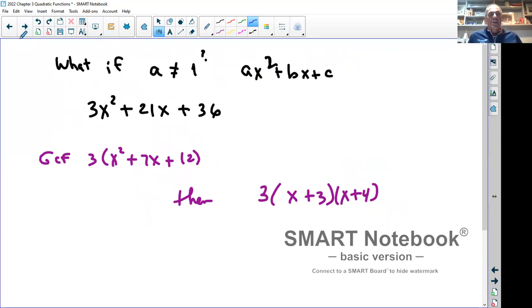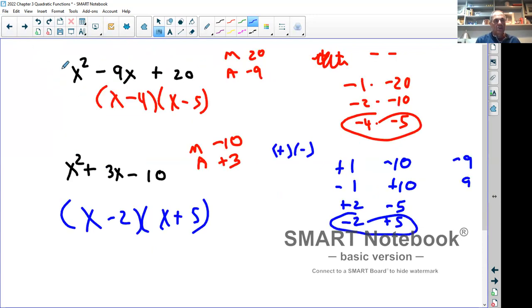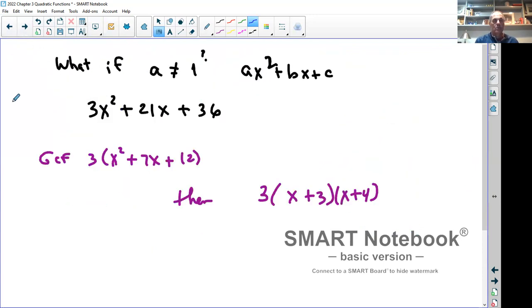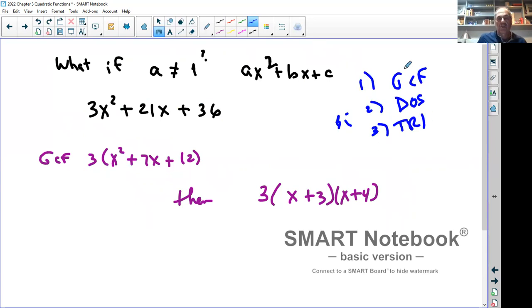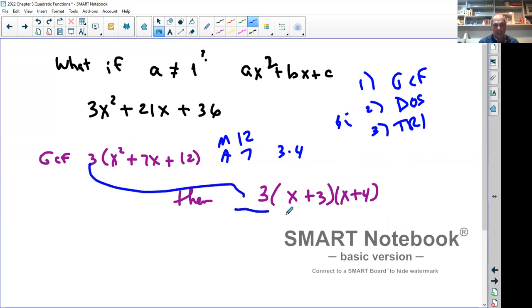So you say, what if a is not 1, and it's ax squared? Every one we've done so far, that a has been 1. What if it's not? Well, here's an example. Remember, we look for GCF first. Next, we ask, is it a binomial, difference of squares? Then we go to our trinomial factoring. So GCF first. Yeah, there's a GCF here, 3. Factor it out. And then this will factor, multiply to 12, add to 7, 3 and 4, (x + 3)(x + 4). And that 3 out front is part of the original.